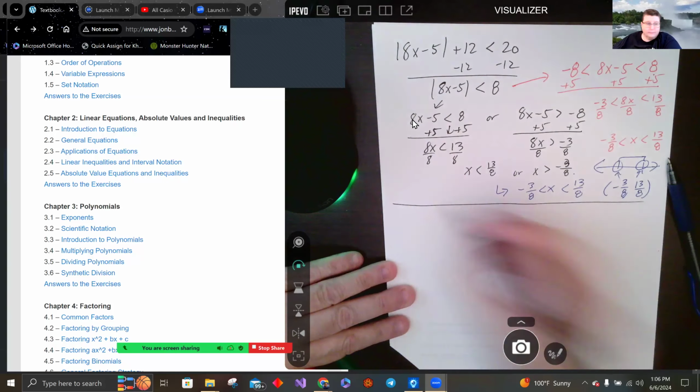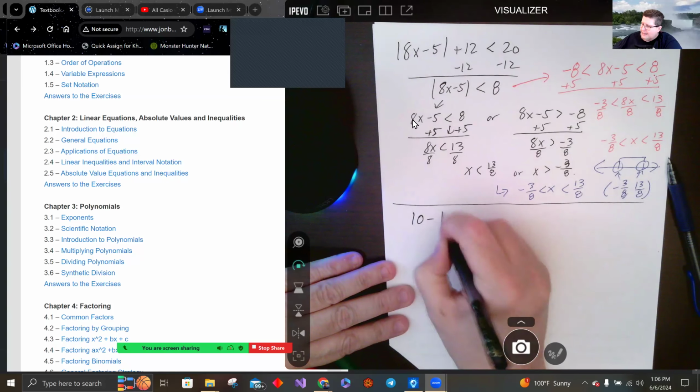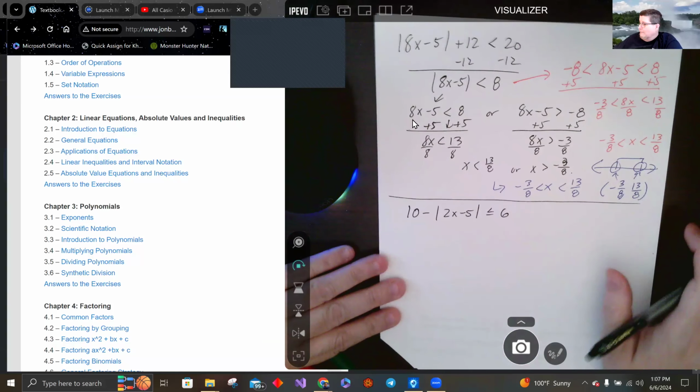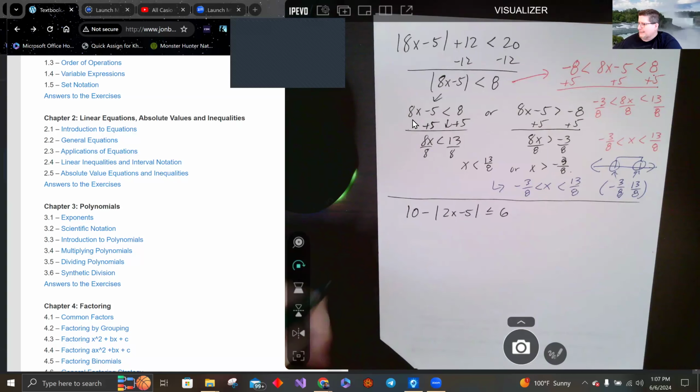Got a few more. Need to adjust myself. Next one. 10 minus the absolute value of 2x minus 5 is less than or equal to 6. Pause it and try solving it, please.